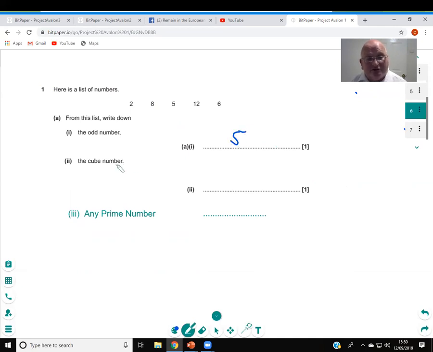Okay, we have looked at cube numbers. Now, look at that list there. Can you see any number which we can get by multiplying together the same thing 3 times? Well, the answer is 8.